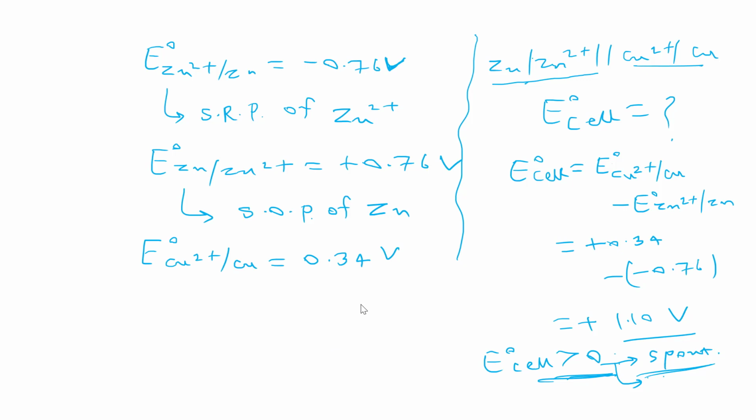Now, if we write the reverse reaction for this cell, what do we get? Minus 1.1 volt. As we are reversing the reaction, the sign of the cell potential changes from plus to minus or minus to plus. So this is all about electrode potential and cell potential.